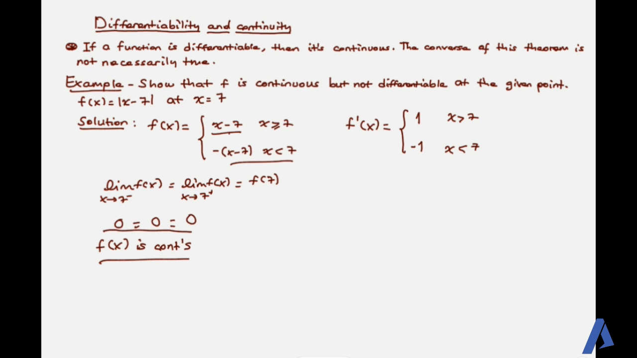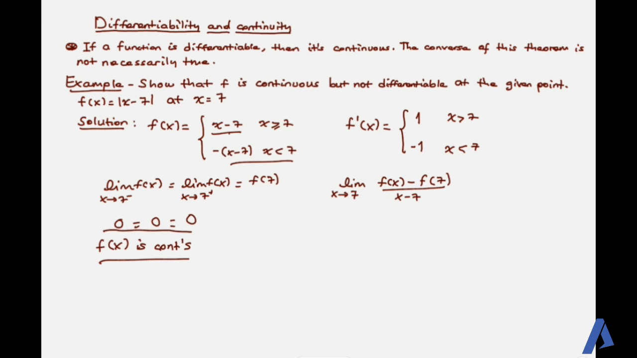So what this shows is that the derivative for x greater than 7 and for x less than 7 are different. Expressing this another way, we know that the derivative of f of x can be expressed by the limit of f of x minus f of 7 over x minus 7 as x approaches 7. So the limits as x approaches 7 from the left and from the right are 1 and -1.